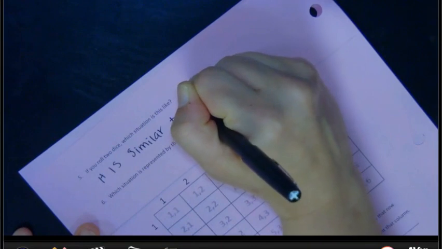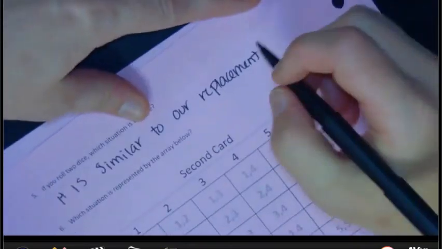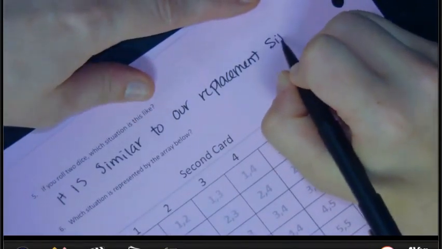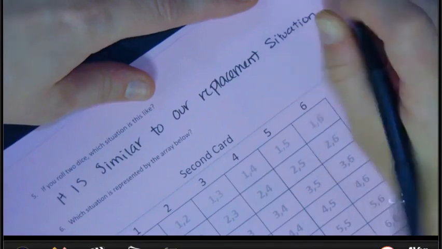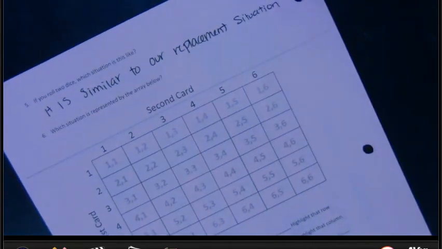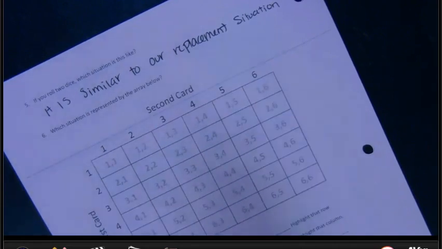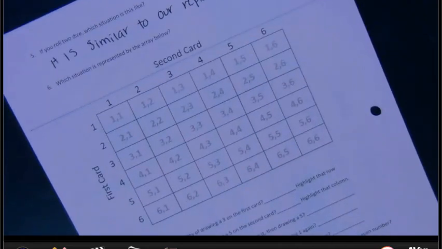And it is similar to our replacement situation. There is also a PowerPoint for you guys watching the video that if you look on Google Classroom, you can go through the PowerPoint as well. That'll help you. Okay, I'm just going through this on paper here.